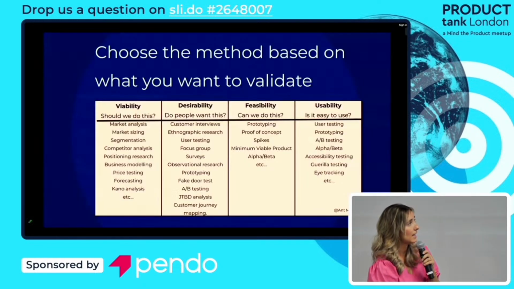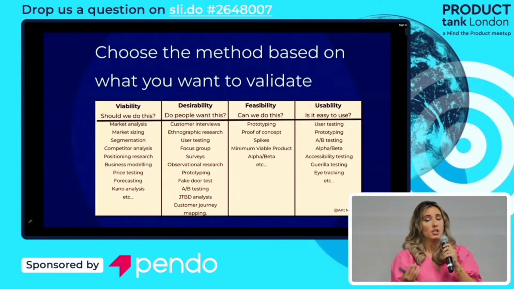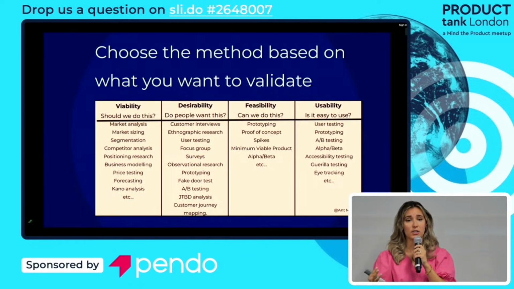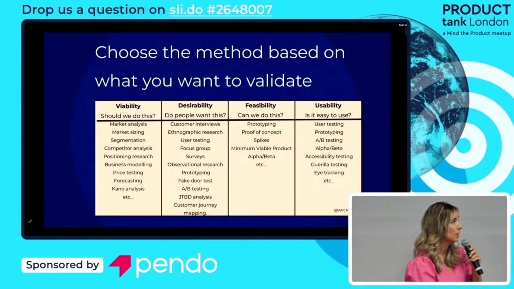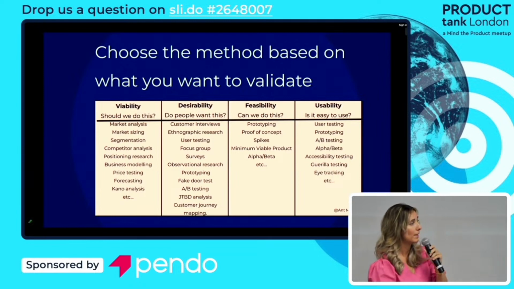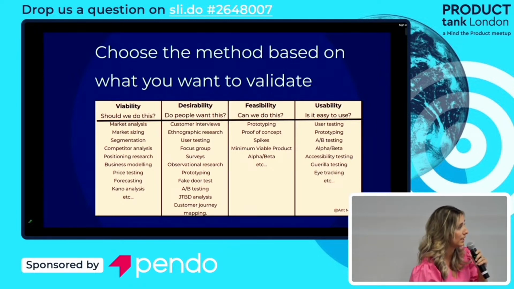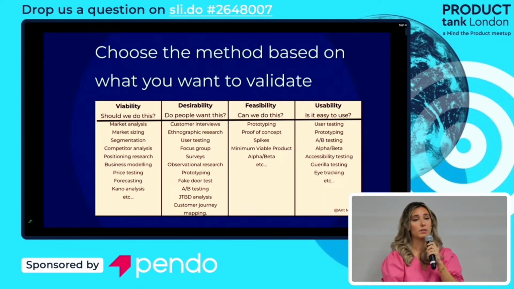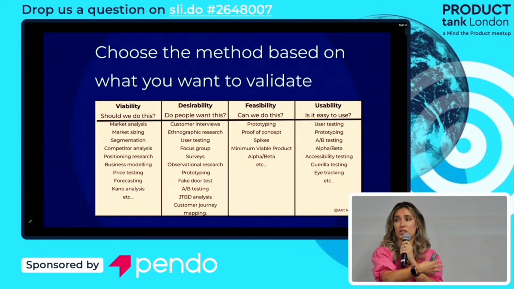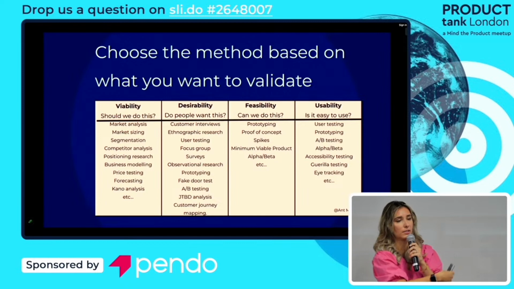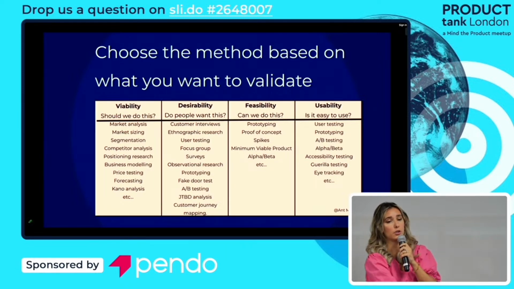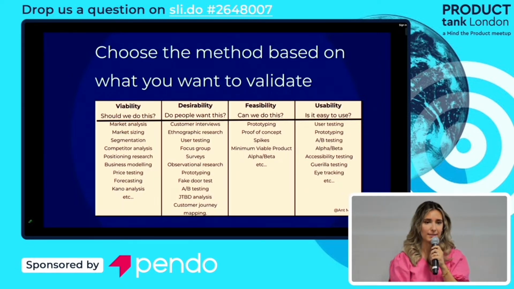And this takes me to this, which is that generally you can group your questions into 4 categories. Viability, should we do this? Desirability, do people want this? Feasibility, can we do this? Usability, is it easy to use? So depending on your category of question, you can then decide the level of detail or the tool you actually want to use to get your answers.